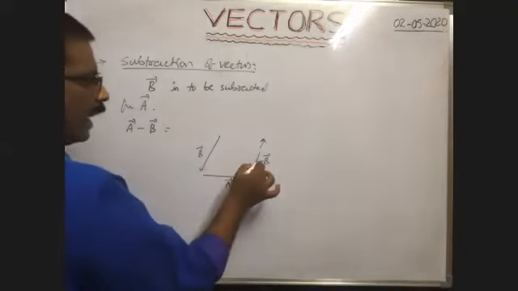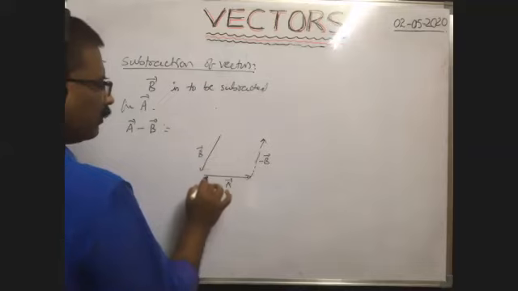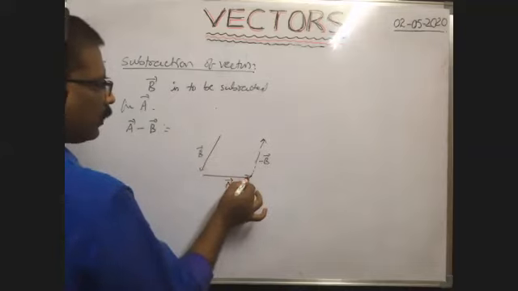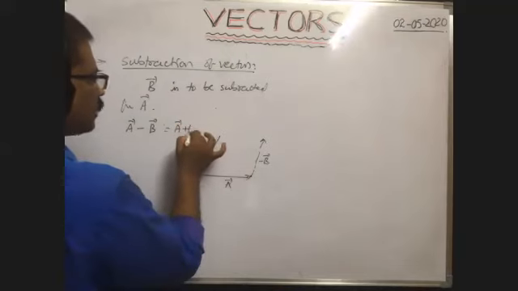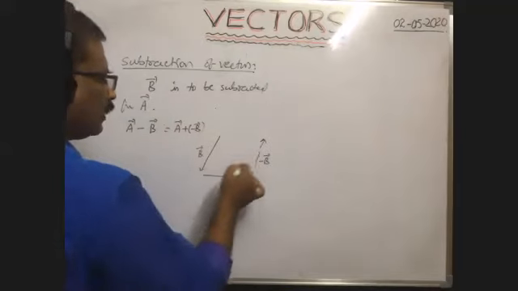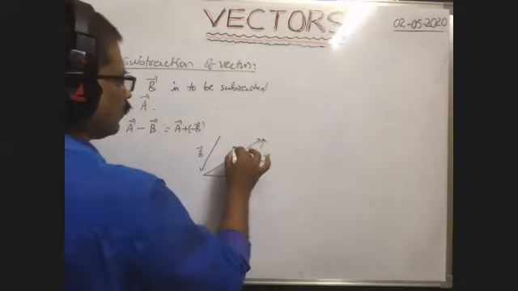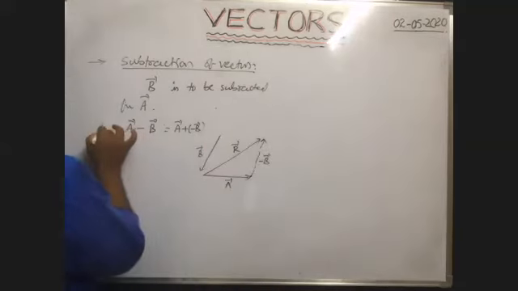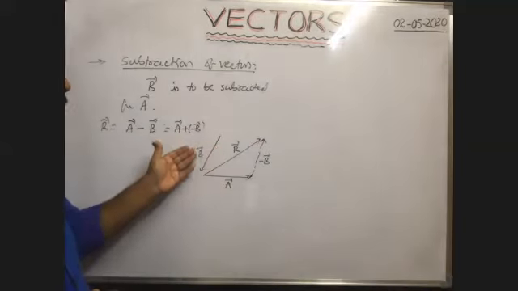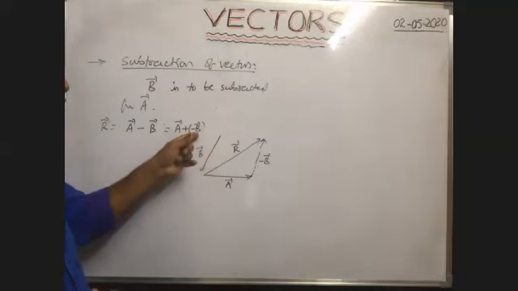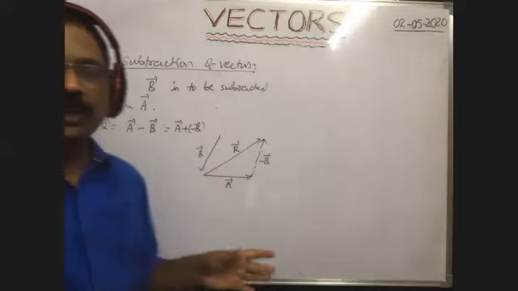Then we can add minus B bar to A bar, because the initial point of minus B bar and the final point of A bar coincide. The resultant of adding minus B bar to A bar is this one. This is R, so R bar is equal to A bar plus minus B bar. That means if you want to subtract B bar from A bar, we have to reverse the direction of B bar and then add it to A bar. Then you will get the A bar minus B bar value. That is the rule.